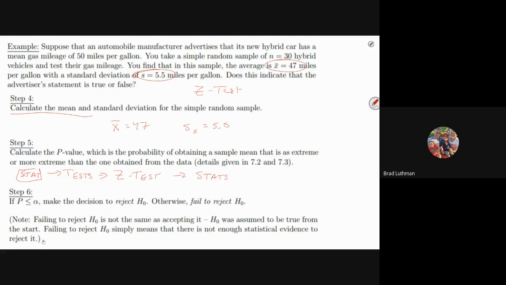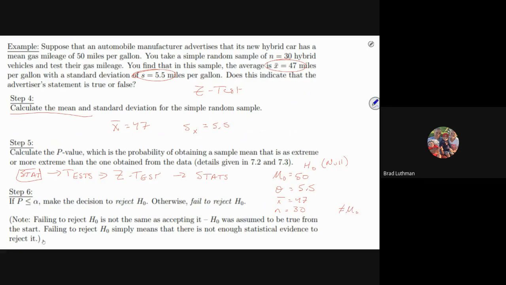So mu sub 0 is the same as what you record as your null hypothesis. So we're saying 50, right? The standard deviation is going to be 5.5 when you're putting that on your calculator. X bar is 47. The n is 30. And then the symbol that we're choosing is this, because we're in.